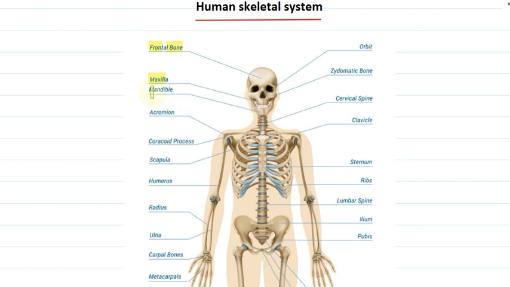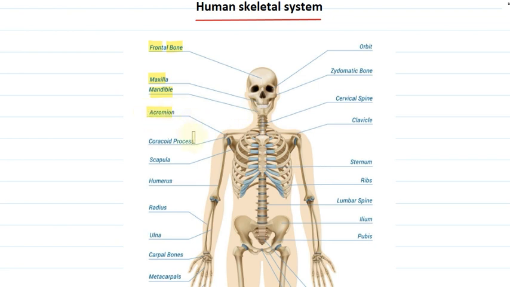Then there is the mandible. The mandible is the largest bone in the human skull and it holds the lower teeth in place. It is present here, and it also assists in mastication and forms the lower jawline. So our lower jawline is actually formed by the bone called the mandible, and it also helps in the mastication of food.